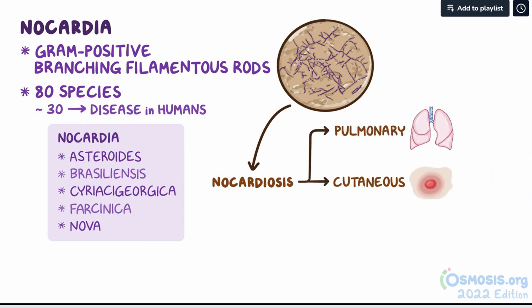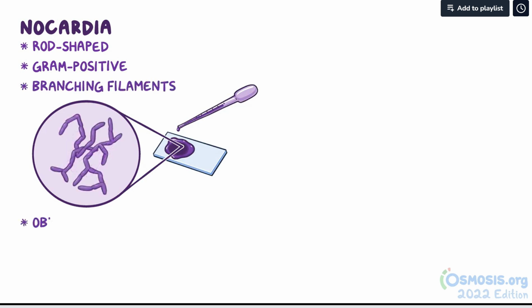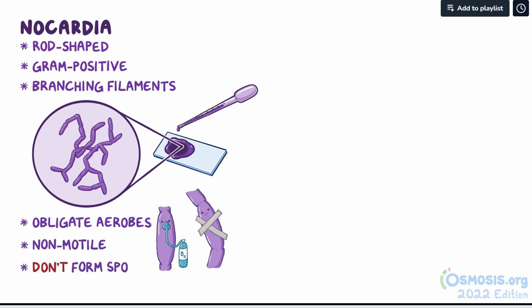Okay, Nocardia is a rod shaped gram positive bacteria. We've got that part down. And this means it goes purple when gram stained. When there's many of them, they arrange themselves in the shape of purple branching filaments. They are obligate aerobes, meaning they need oxygen to grow. They're also non-motile and don't form spores.